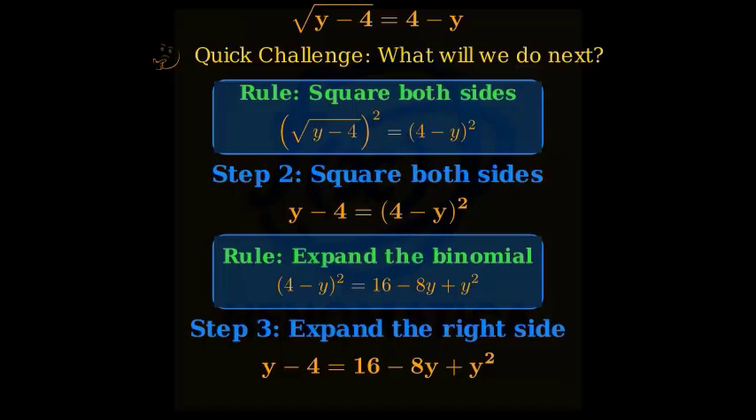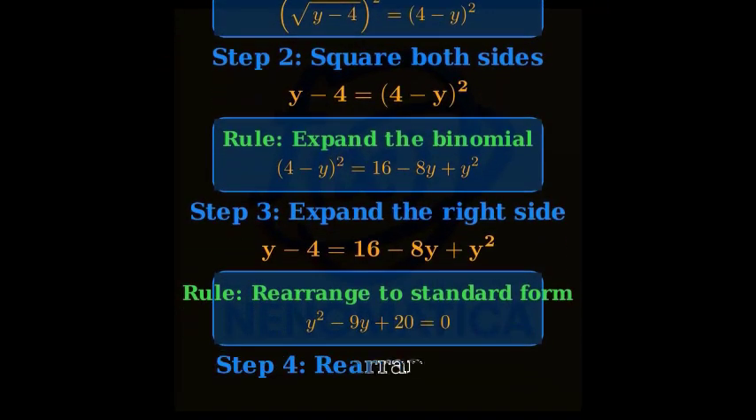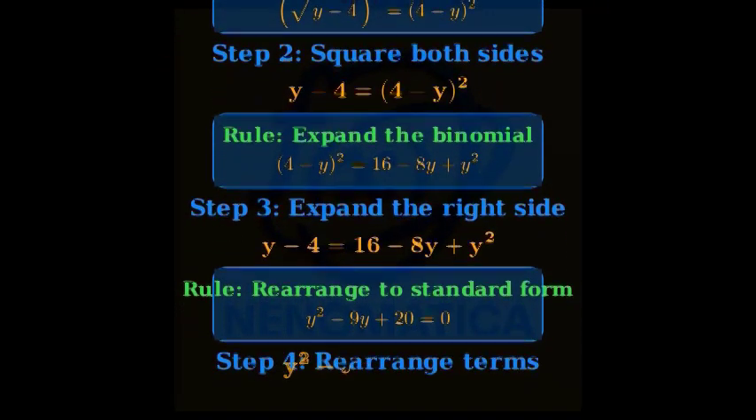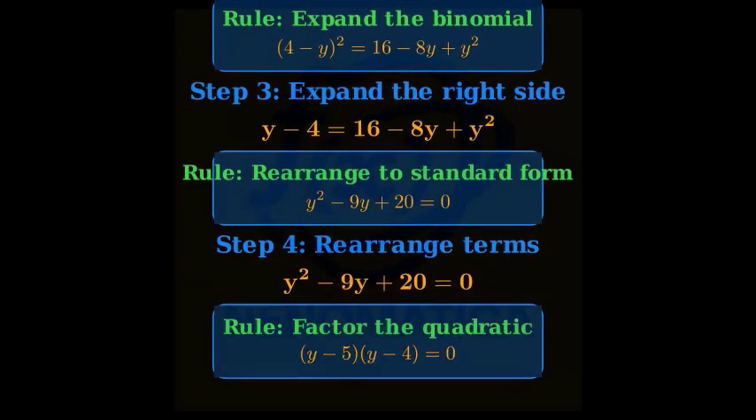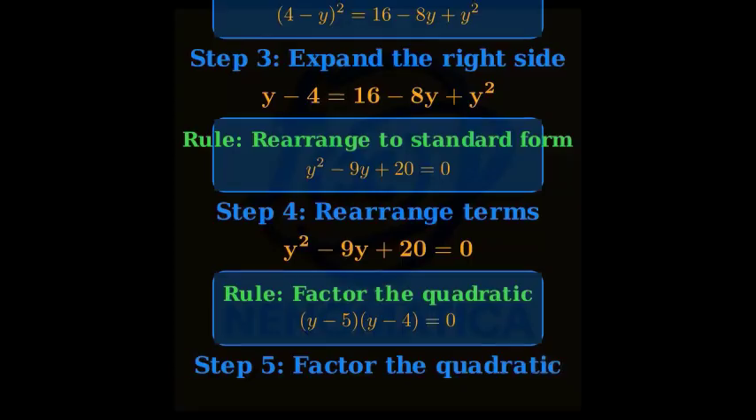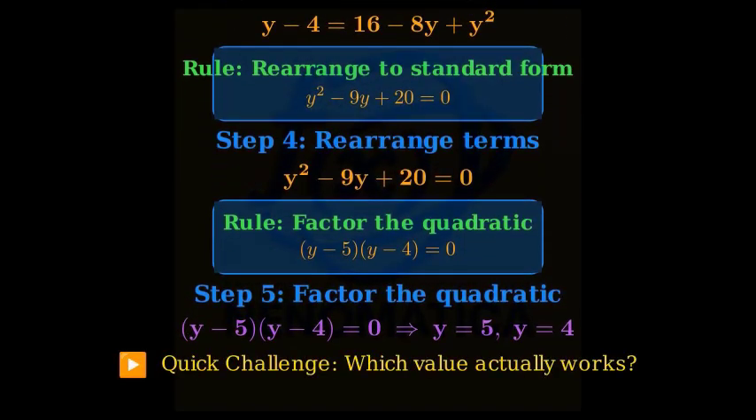Rearrange to form a quadratic equation. Step 4. Bring all terms to the right side and set the equation to 0. We obtain y squared minus 9y plus 20 equals 0. Factor the quadratic equation. Step 5. Factor to get the product of two linear terms. We have (y minus 5)(y minus 4) equals 0, leading to y equals 5, or y equals 4.